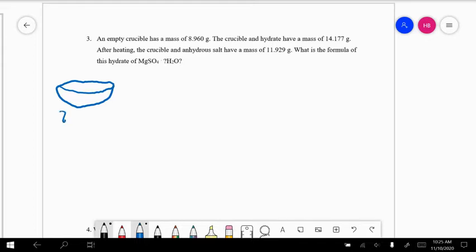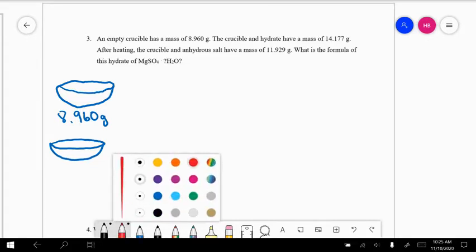So the empty crucible has a mass of 8.960 grams. So the crucible and the hydrate. So here's how I'm going to draw the hydrate. I'll represent the salt in one color.